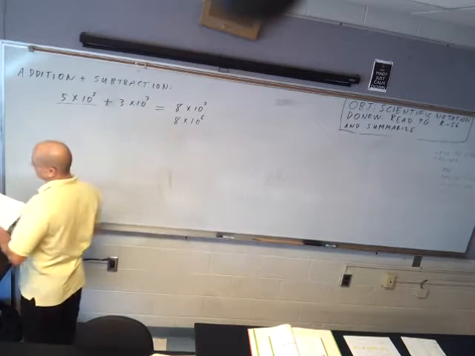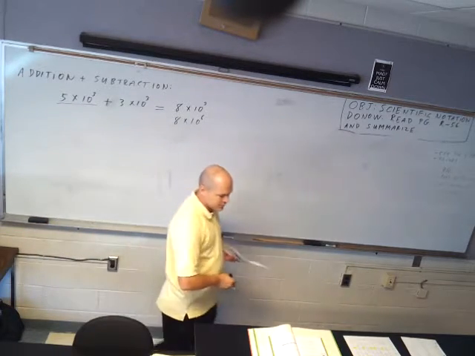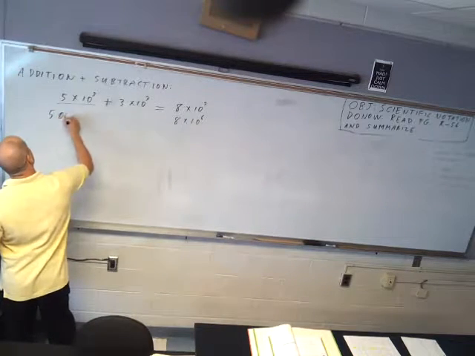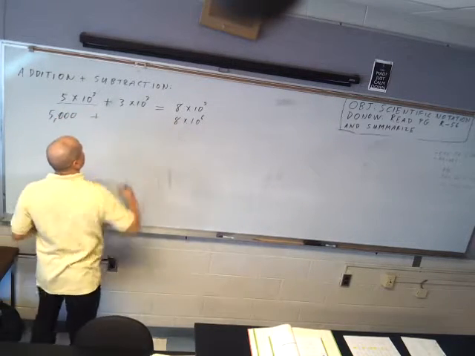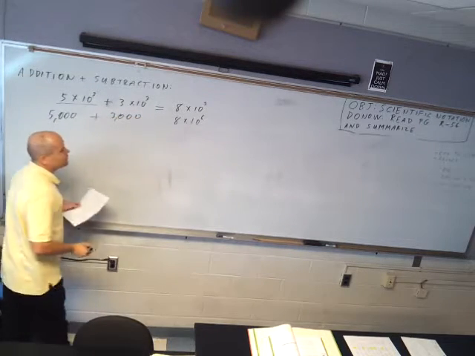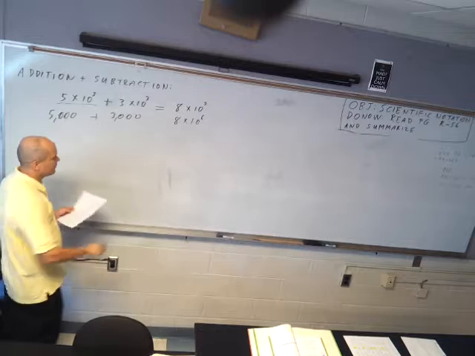What is this number? The real numbers. 5,000. 3 zeros. 5,000. What's this number? 3,000. We had 5,000 plus 3,000. What do we get?